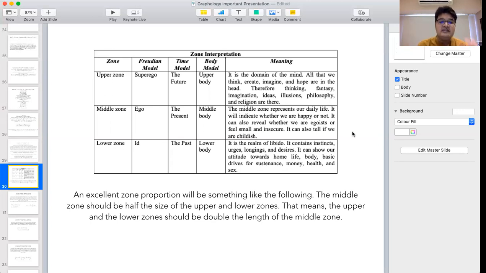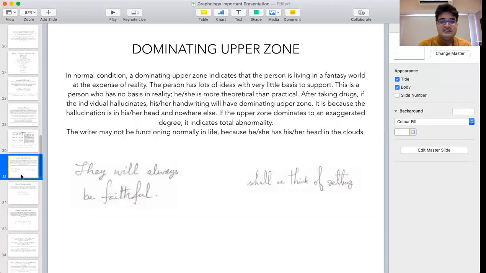An excellent zone proportion will be something like the following. The middle zone should be half the size of the upper zone and lower zone. That means the upper and lower zone should be double the length of the middle zone. As I was saying, we will be talking about the dominating upper zone, middle zone, and lower zone. So let's talk about the dominating upper zone. Have a look over here.